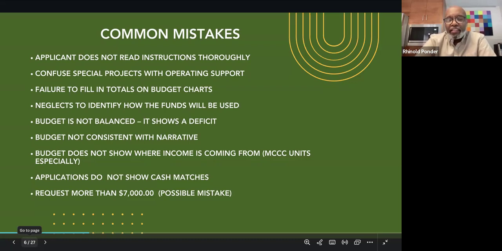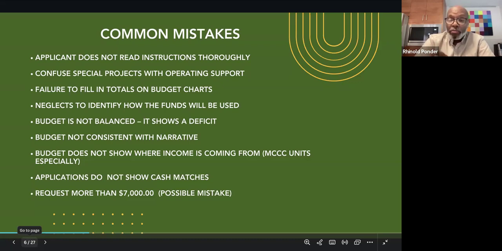Another common mistake is the failure to fill in the totals on the budget charts. Now, we'll talk about that a little more later, but essentially, it's filling out all of the numbers but not putting in the totals, which then, of course, means that there is some expectation that the individuals reviewing that grant are going to fill in the totals for the applicant. Not a good assumption.